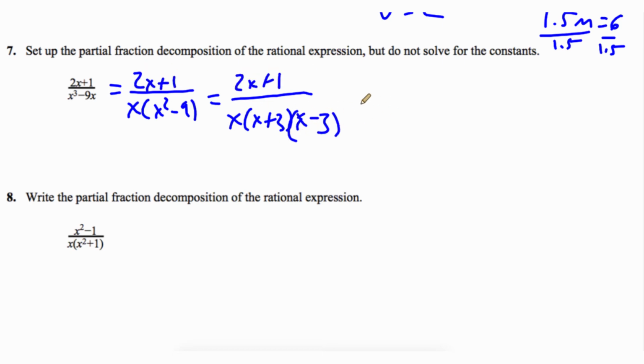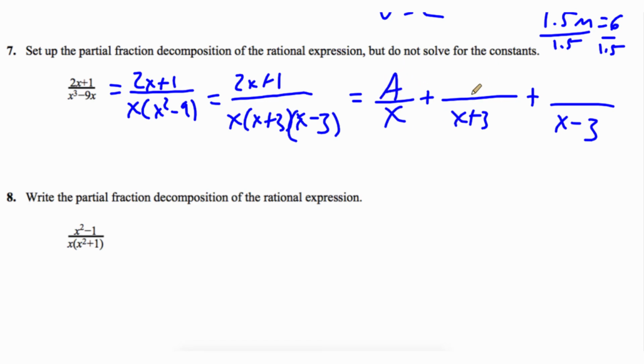Now that we have our denominator completely factored out, we want to start splitting up our fractions. Our first fraction is going to get x on the bottom. Our second fraction is going to get the x plus 3 on the bottom. And our last fraction is going to get the x minus 3. On top of each one of these, we're going to get just a plain constant since we don't have any quadratic terms. So on top of the x, we'll put an a, then b, then c. That is our partial fraction setup, but we are not going to solve for a, b, and c, so that is our final answer.